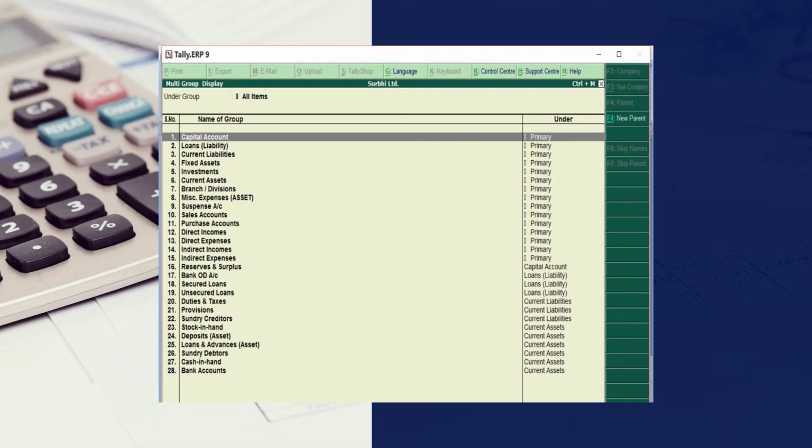Talking about the current assets, there are basically 5 groups. One is the stock in hand. Then there is a deposit, which is an asset, means you have given any deposit to any outside firm or organization. Then there are loans and advances. Then there are sundry debtors. Then there are cash in hand, and there are bank accounts. All these constitute the 28 groups which are already existing in Tally.